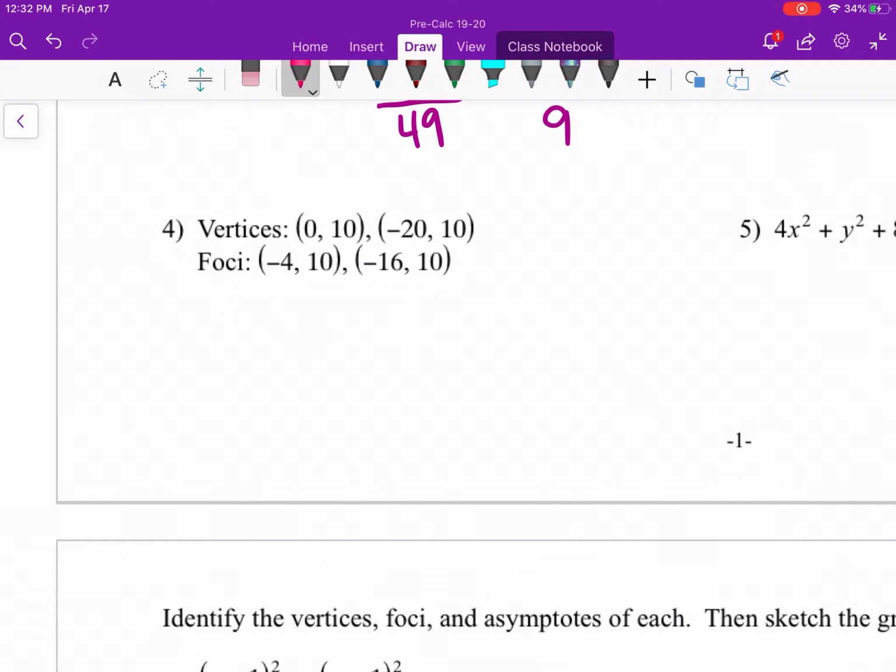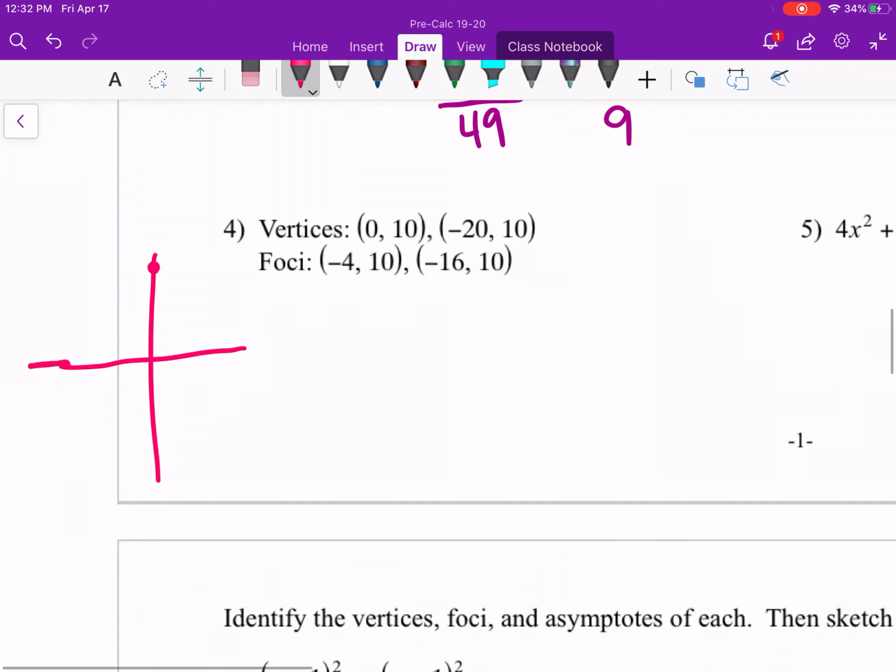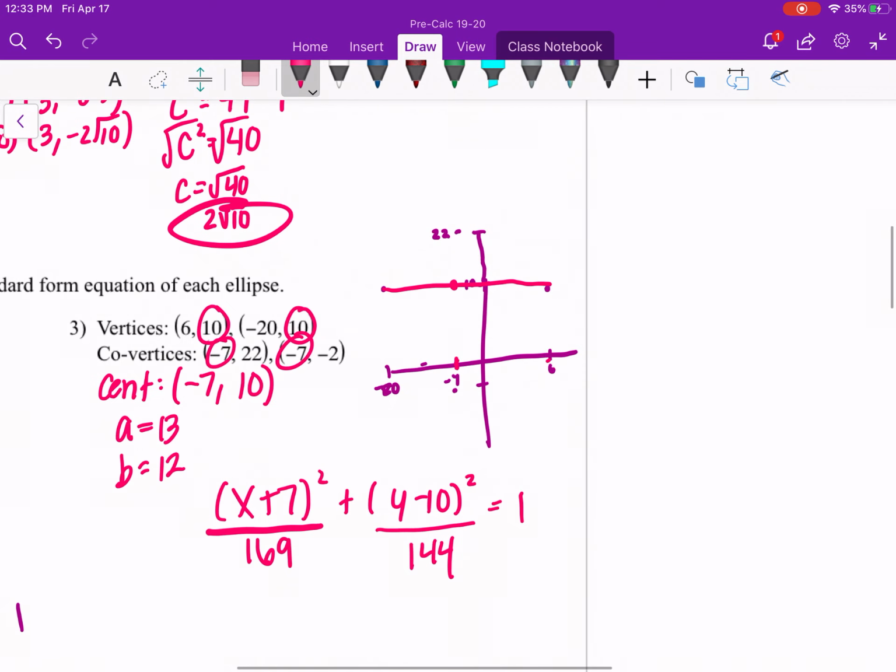So again, plotted on the graph, we've got 0, 10, and we've got -20, 10. That's my vertices, and then my foci are at -4, 10 and -16, 10. Ooh, this is not drawn to scale well. I apologize.